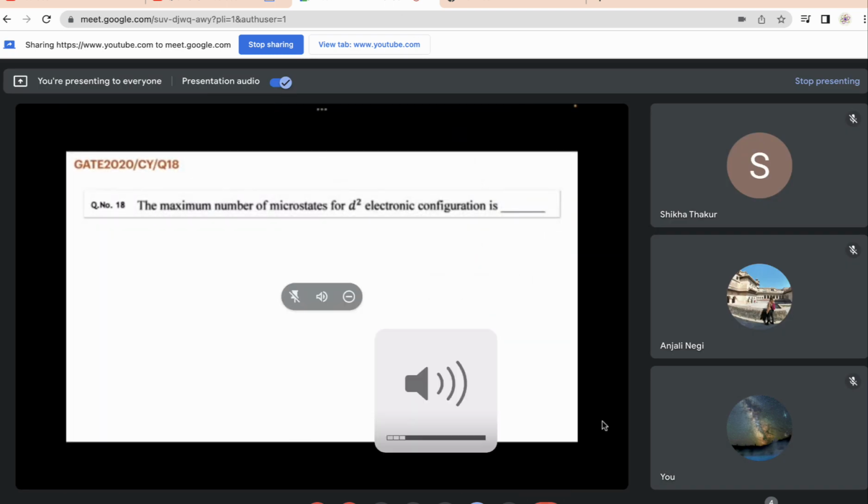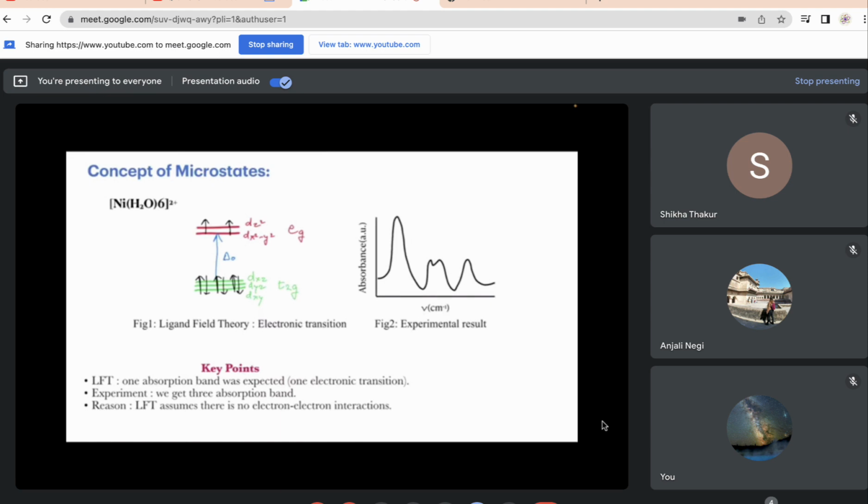Hello everyone. In this video, I will be solving GATE 2020 chemistry question number 18. They state that the maximum number of microstate for D2 electronic configuration is... Before solving directly the number of microstate for D2 electronic configuration, I would like to introduce the concept of microstate, how it emerges, and the reason. So let's have a look at the concept of microstate.